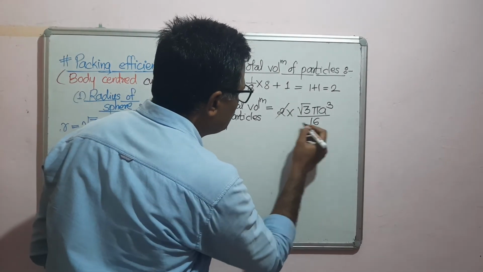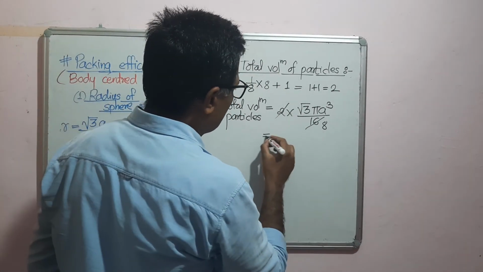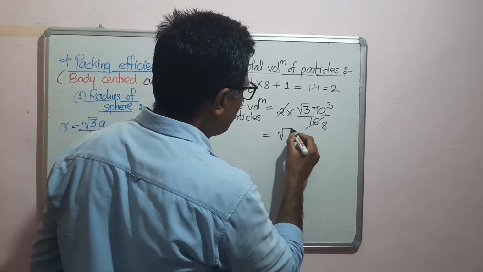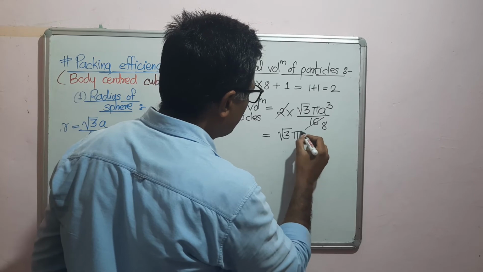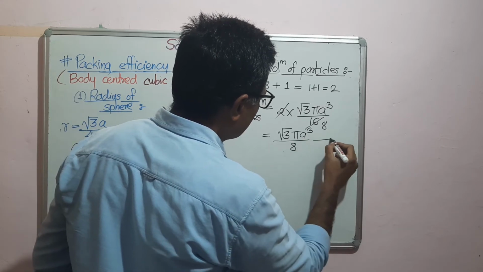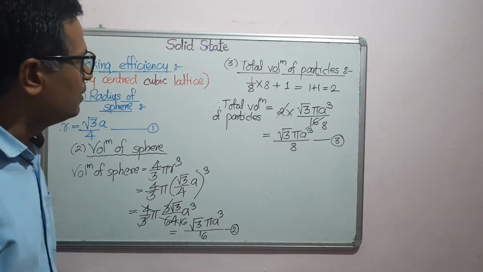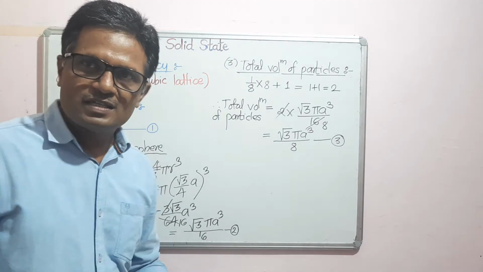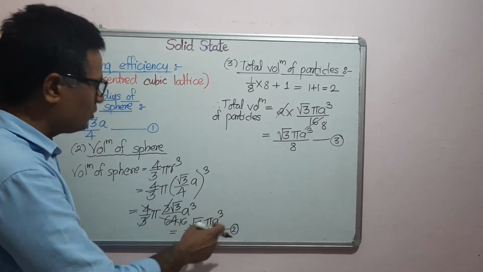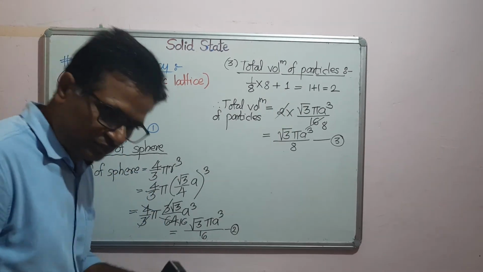So 2 16, so it becomes root 3 pi a cube upon 8. So this is equation number 3, right? So this is very simple. Total volume of particles, just do the calculation, multiply by 2, and the volume of one particle is this much. So this is step number 3.